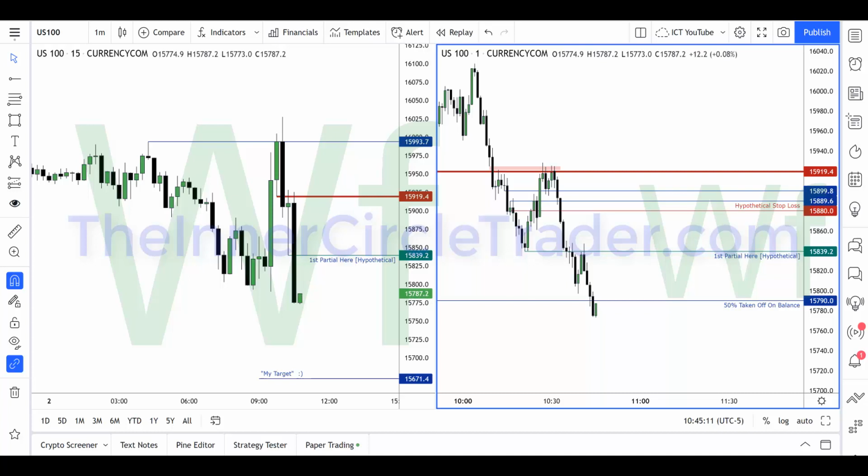Okay, so so far not a bad little objective. Hit 2 partials, potentially 3 or 4 if you were wanting to take something before it ran out to relative equal lows. There's nothing wrong with that. That would be a nice cover right there. 15,765. That was good.